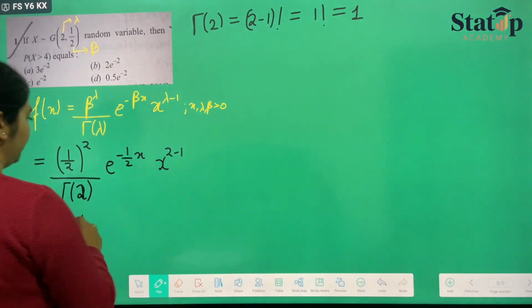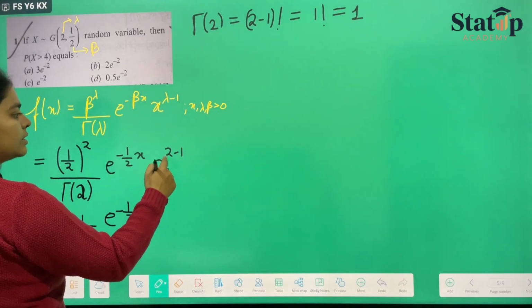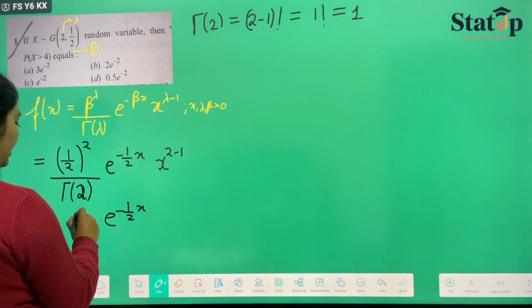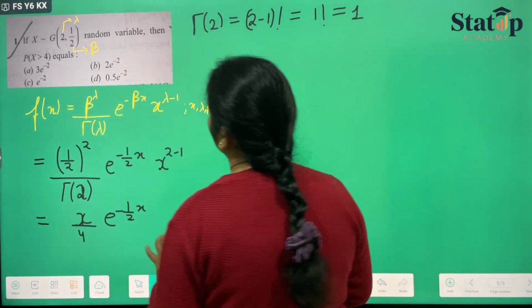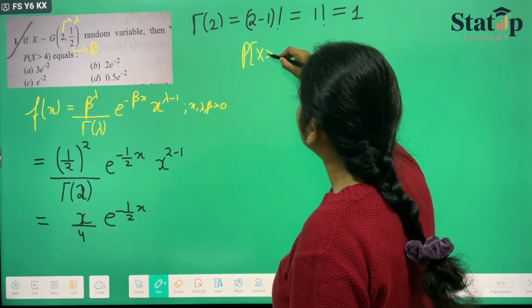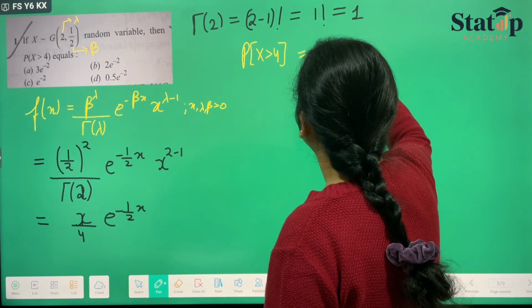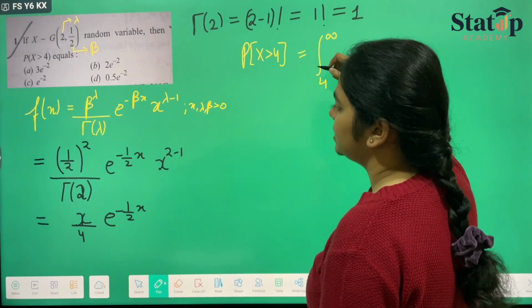So it will be 1 e raised to the power minus 1 by 2x, and x raised to the power 2 minus 1 will be x only. So I'm writing it here. So this will be our PDF. Now if we're talking about that, we have to find the probability that x is greater than 4, then it will be integration from 4 to infinity fx dx.